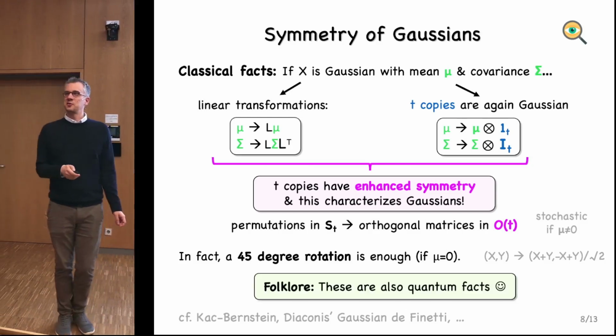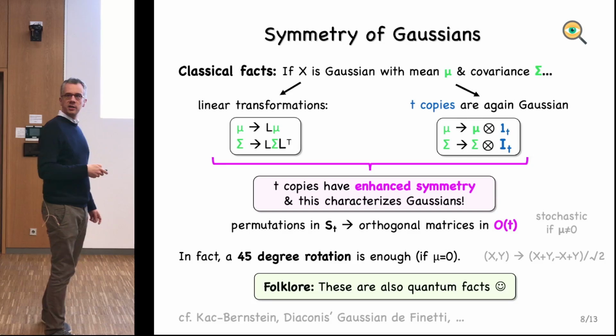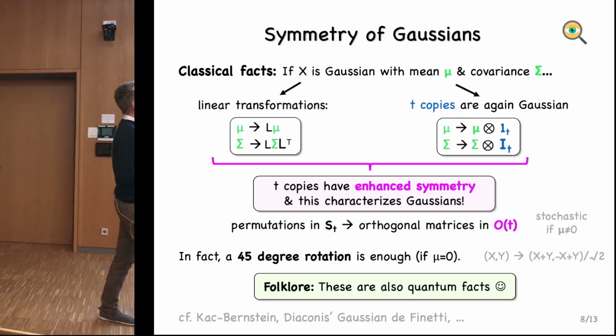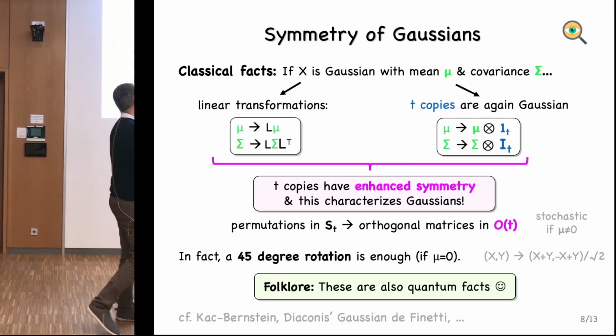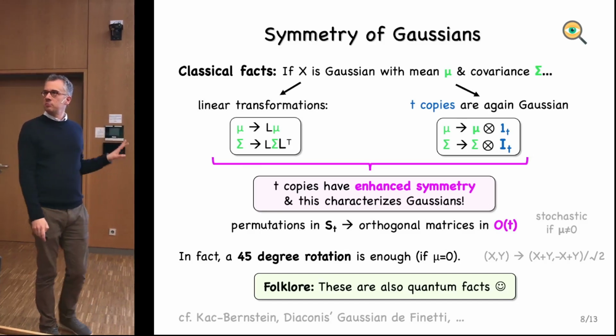These are also quantum facts. Okay, so I explained them for you for classical probability distributions, but actually everything that's written here can be translated into quantum language. I'm a little bit imprecise now about mixed versus pure states and so on, but I think that's okay.